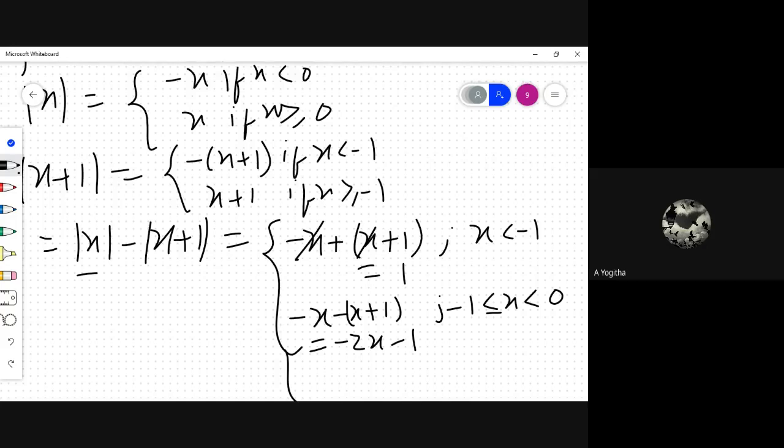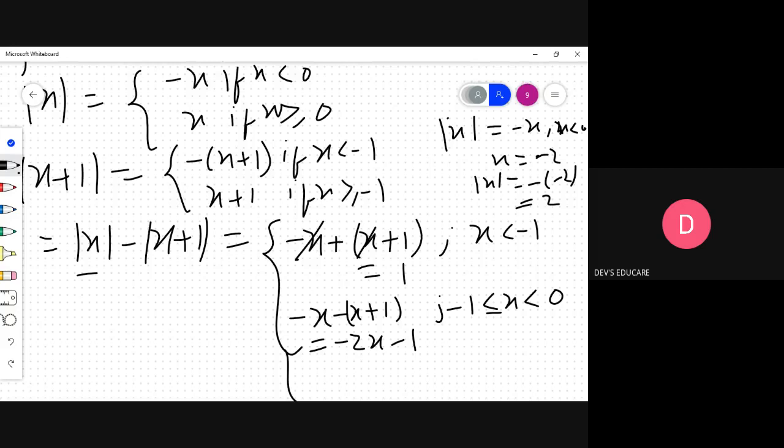Modulus of x is defined like this, I have already made you understand. Mod x equals minus x if x is less than 0. What does it mean? Suppose x equals minus 2, then what will be the value of mod x? Mod x will be minus x, and x is minus 2, so it has become 2. The simple meaning is that whatever comes out from the mod, it is positive. But we define it like that.